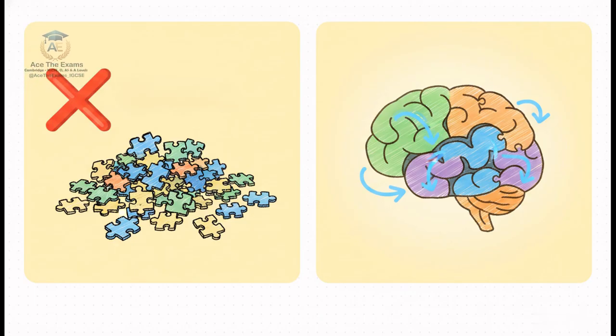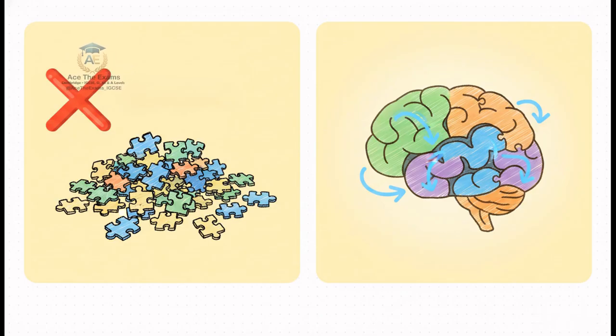Superficial breadth is the failing approach. This means memorizing isolated math tricks without understanding the underlying logic. It's learning a specific step for a specific question, but the second Cambridge changes the command word from solve to show that, bam, the student freezes.